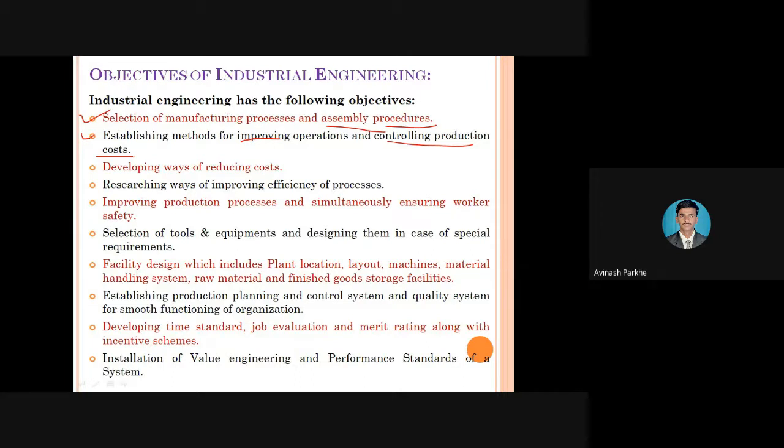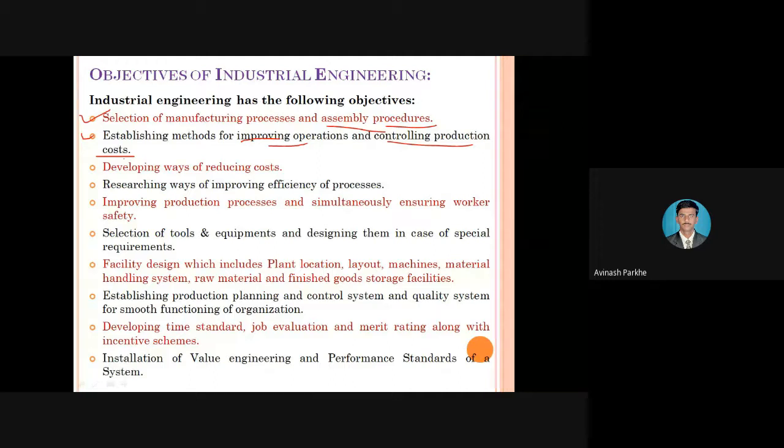That means with a minimum number of inputs, if I achieve the maximum output, then only I can say that my production is increasing. If input parameters also increase, output and production also increase, but I cannot say that my production has increased, because input parameters have also increased. Therefore, the major objective of industrial engineering here is establishing the methods of improving the operations and controlling the production cost.